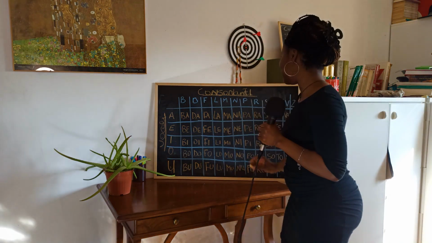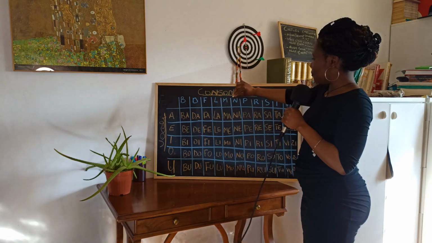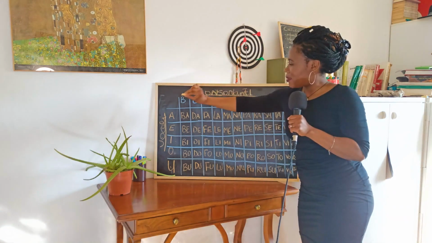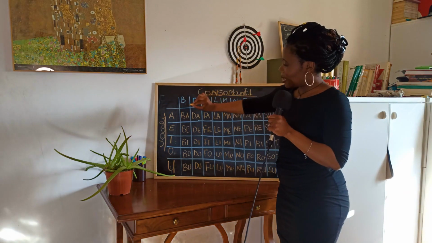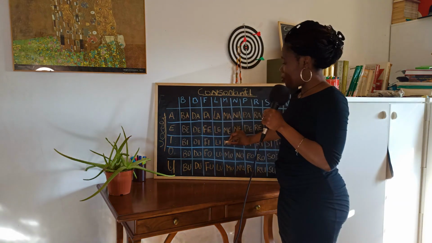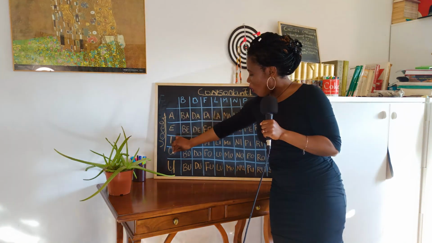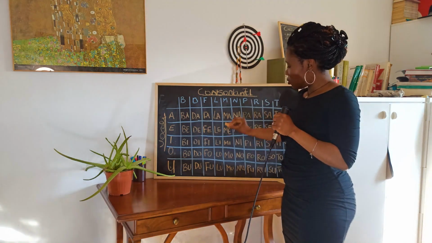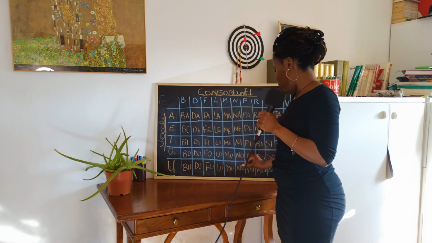Okay? Perfect. Then M. If I add A, it will be ma. If I add E, it will be me. If I add I, it will be mi. If I add O, it will be mo. If I add U, it will be mu.